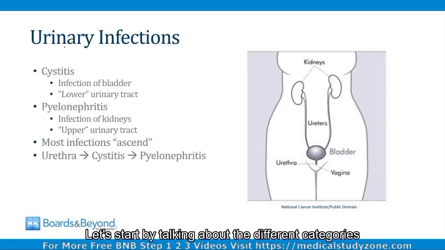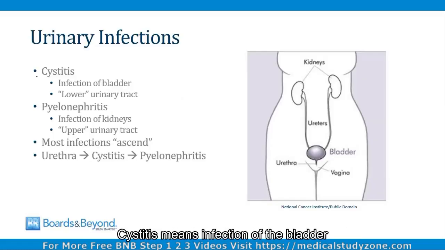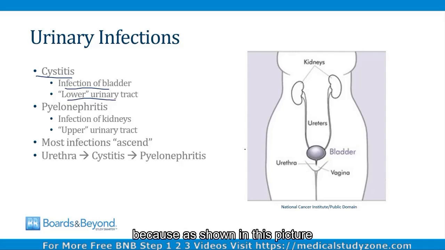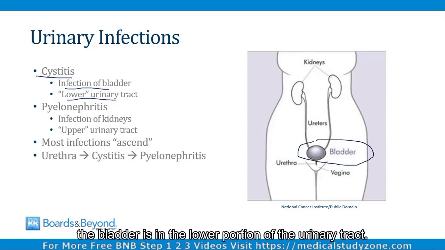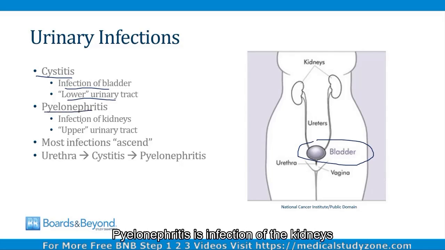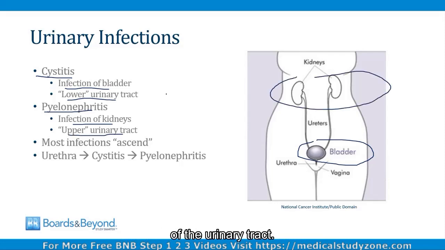Let's start by talking about the different categories of urinary infections. Cystitis means infection of the bladder, and this is sometimes referred to as a lower urinary tract infection because, as shown in this picture, the bladder is in the lower portion of the urinary tract. Pyelonephritis is infection of the kidneys, and for the same reason this is often called an upper urinary tract infection because the kidneys are the upper portion of the urinary tract.